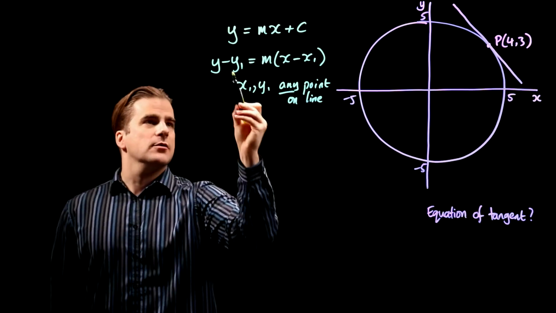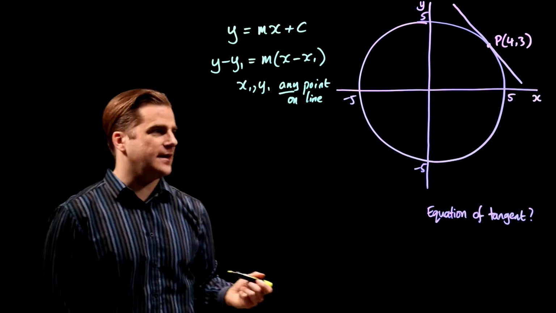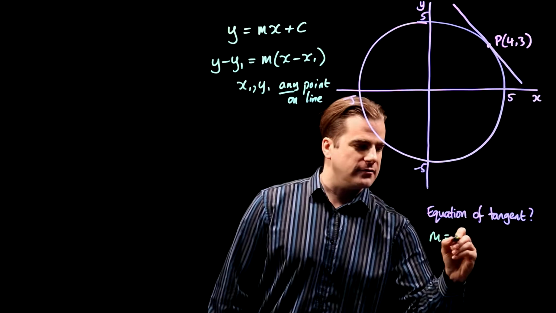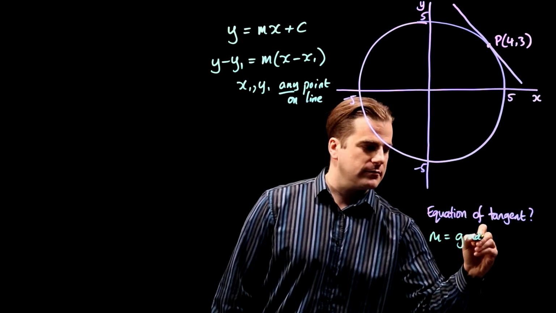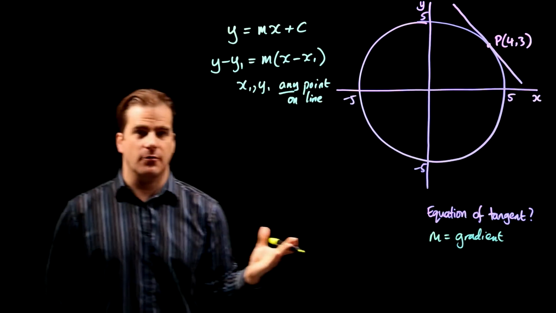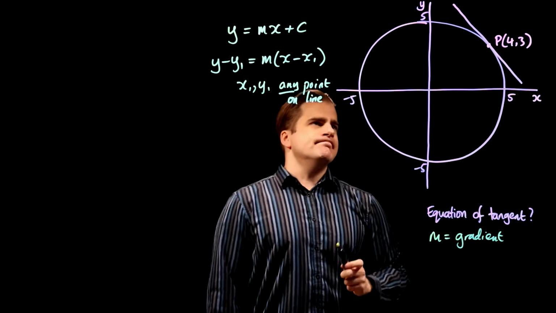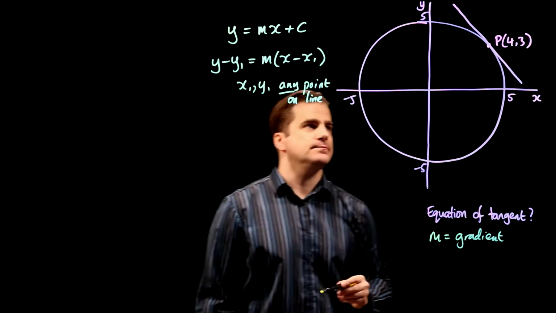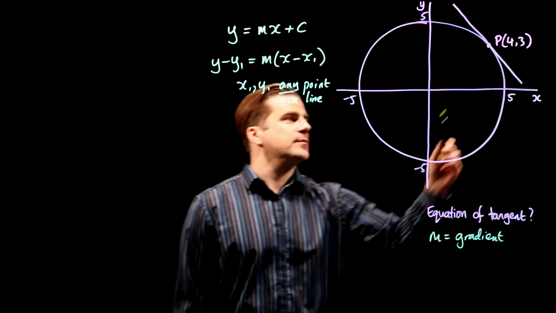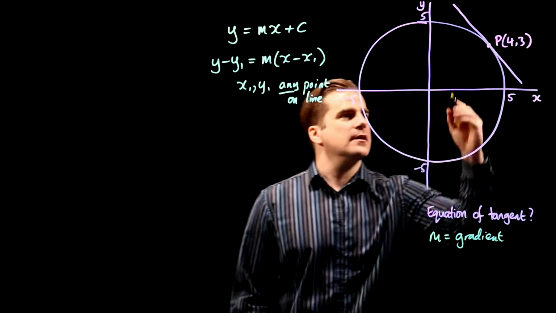So we've got x1, we've got y1, we just need m, which incidentally is the gradient. Right, so we just need the gradient of this line and we've won. How do we get that? Well, there should be some numbers ringing a bell here. 4, 3 and 5. That's familiar, isn't it?